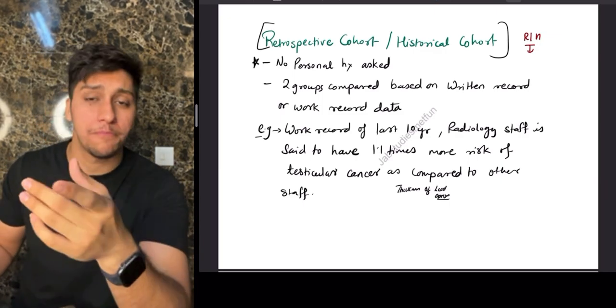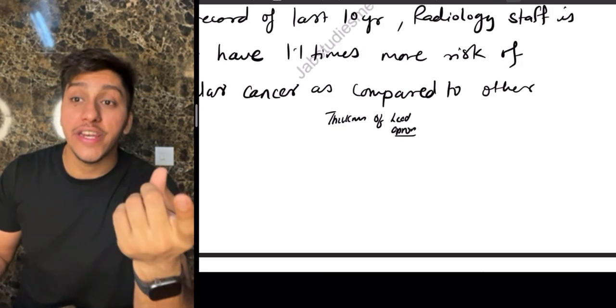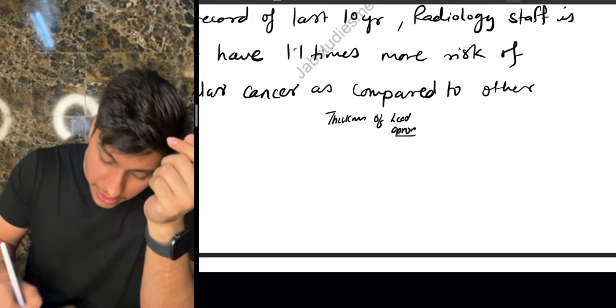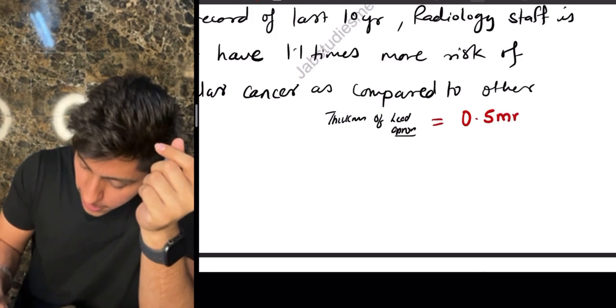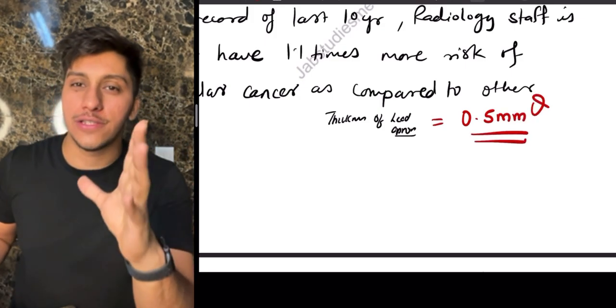Another PYQ and PSM question they can ask is with respect to radiation. The radiological question is the thickness of the lead apron. Because we are talking about radiation, how thick should the lead apron be? Remember, it should be 0.5 mm. Multiple times they have asked this question, so make sure you know this. The thickness of the lead apron is 0.5 mm.